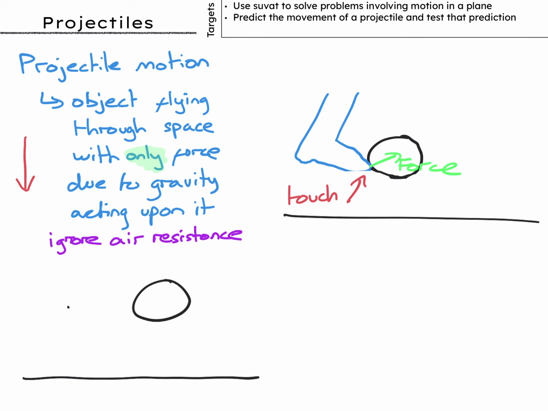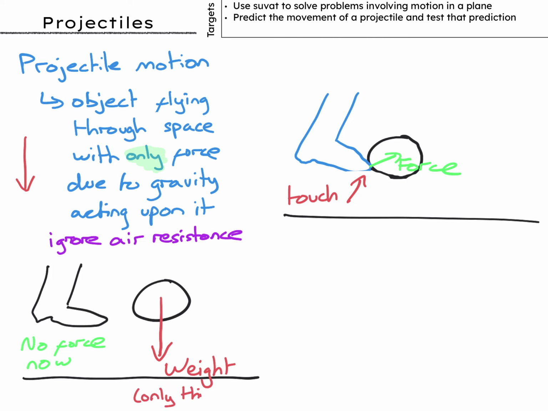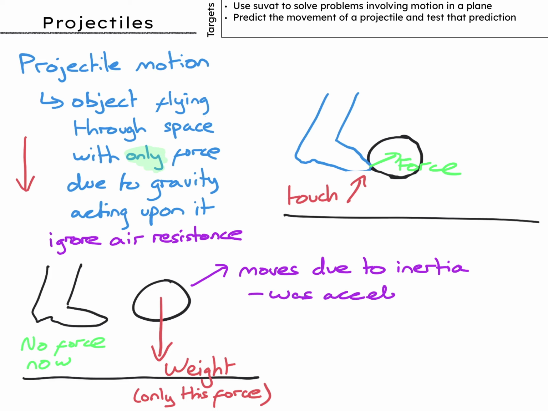Only now is it a projectile, as it is not touching anything. So the foot is not exerting a force on it anymore. So the only force is the weight acting down. The ball continues to move forward, not because there is any force moving it forward, but because the kick at the start provided an accelerating force. Now it just keeps going at the same speed, horizontally anyway.